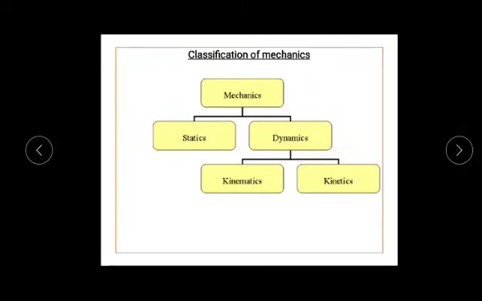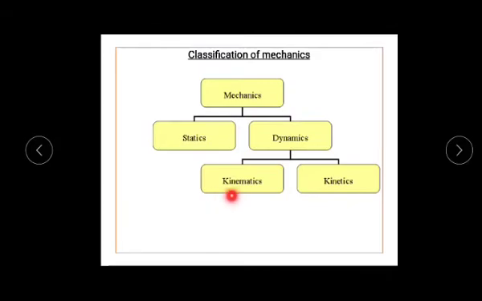See the word here, static. Static is very easy to understand. It deals with the study of objects at rest under the action of forces. Similarly, dynamics deals with the study of objects in motion under the action of forces. Again, dynamics is divided into two groups. One is kinematics, another one is kinetics.